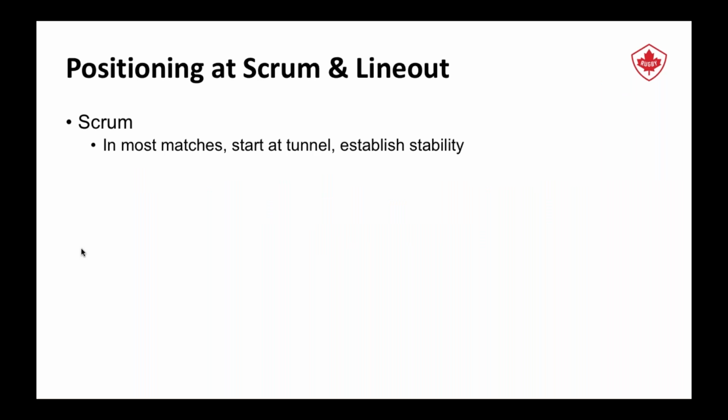So we'll just have a real quick look at positioning at scrums and lineouts. At scrum time, in most matches, we'll obviously want to start at the tunnel and ensure that we establish stability. And then, same principle, go where the game needs us to go. That can include both at setup and put-in, as well as once the ball is out. So we'll take a look at a couple of examples.